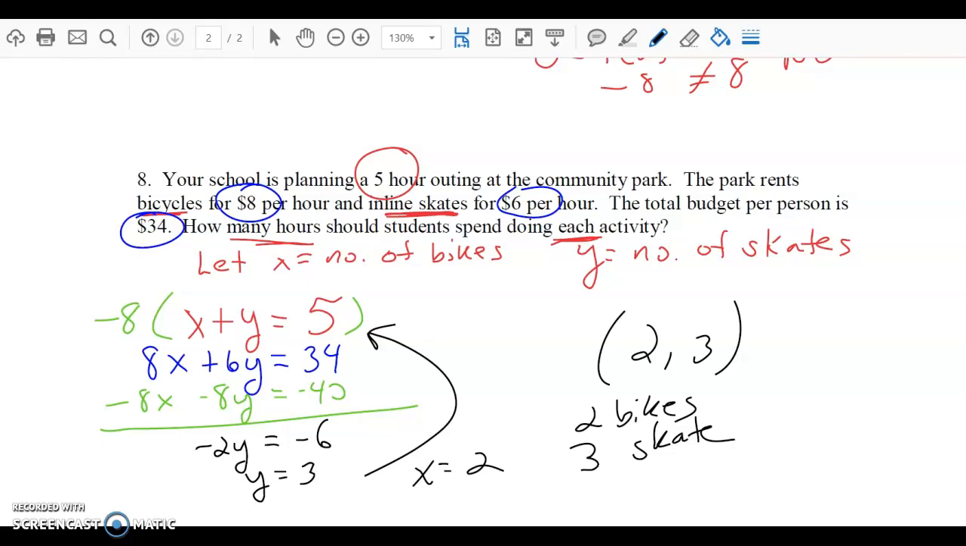And these are actually, I kind of misspoke. I left that off: the number of bike hours, and the number of skate hours. So these are 2 bike hours and 3 skate hours, because remember, the total hours was 5.